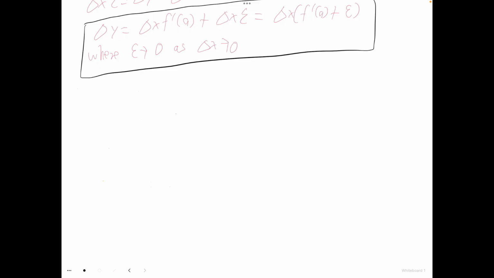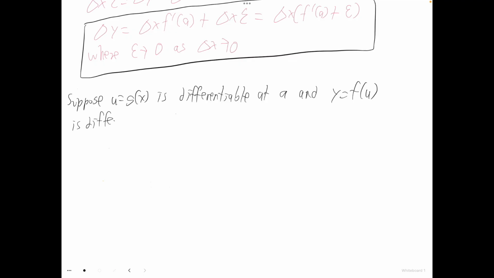At this point, we are now ready to prove the chain rule. We're going to suppose u equals g of x is differentiable at a, and y equals f of u. So y is really f of g of x. I'm just plugging g of x into the function f of x, but I'm writing it as f of u just for notational purposes. And this is differentiable at b, which equals g of a.